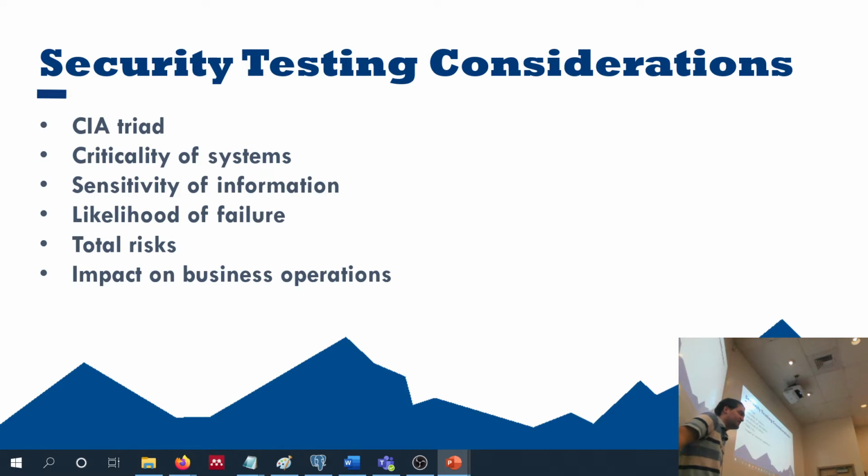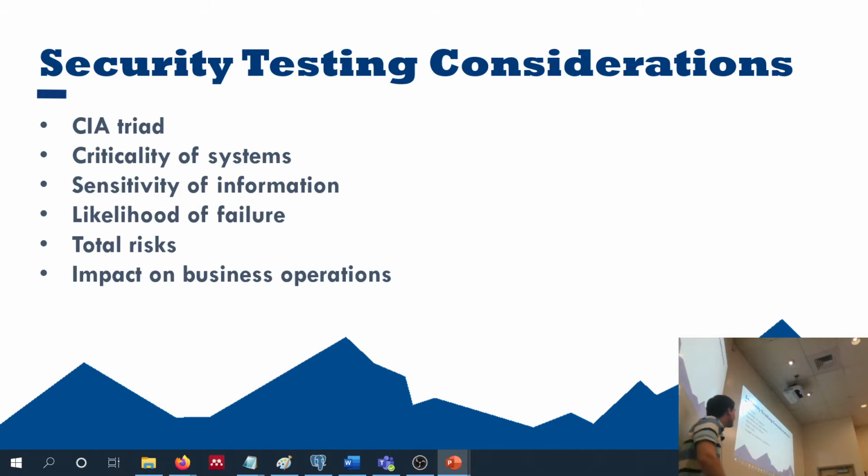So what you always want to consider whenever you're doing any sort of security testing is you want to first think about what your goals are. And the goal of most information security is going to be the CIA triad. That should be a review.